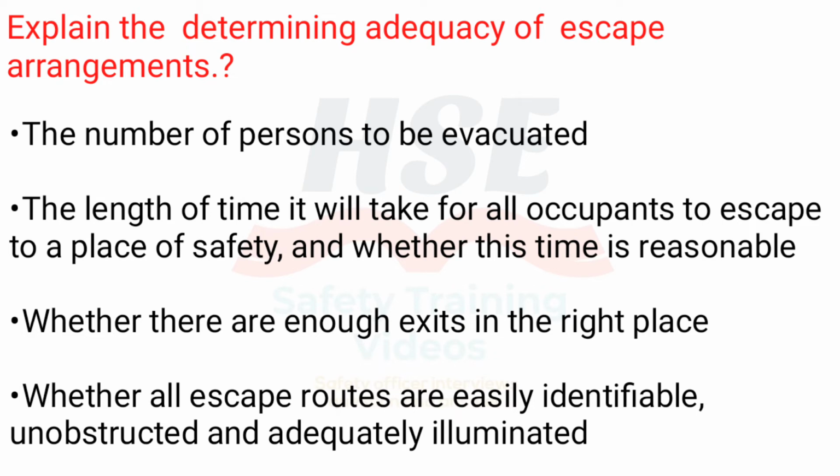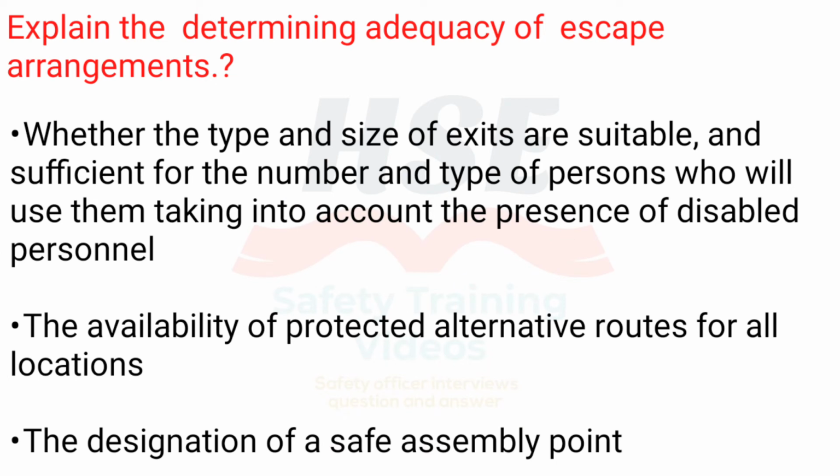Explain determining the adequacy of escape arrangements. The number of persons to be evacuated. The length of time it will take for all occupants to escape to a place of safety, and whether this time is reasonable. Whether there are enough exits in the right place. Whether all escape routes are easily identifiable, unobstructed and adequately illuminated. Whether the type and size of exits are suitable and sufficient for the number and type of persons who will use them, taking into account the presence of disabled personnel.